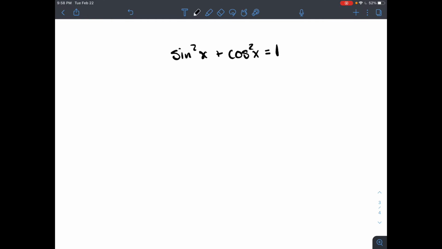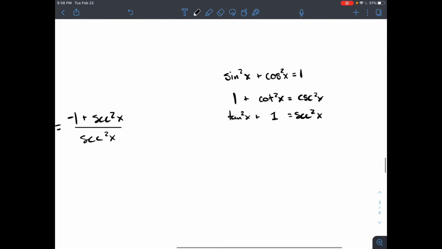By dividing by both sine squared and cosine squared, I can create the other two. So sine squared divided by sine squared is 1. Cosine squared divided by sine squared is going to be cotangent squared, then 1 divided by sine squared is cosecant squared. If I divide everything by cosine squared this time, I'll have tangent squared, I'll have 1, and I'll have secant squared of x.